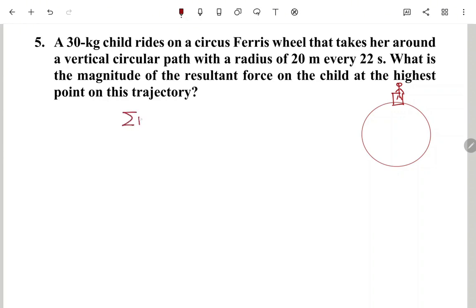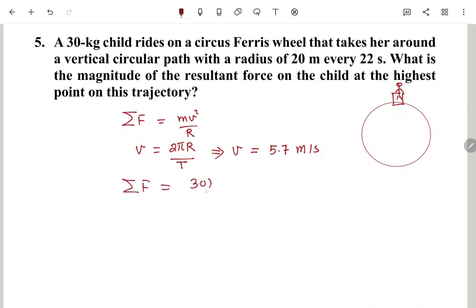Again, sum of all forces equal to mv squared over r, and v in this case is equal to 2 pi r divided by the period. Now v in this case here equal to 5.7 meters per second. Now sum of all forces equal to 30 times 5.7 square divided by 20, or in other words, it's equal to 48.7 newtons.